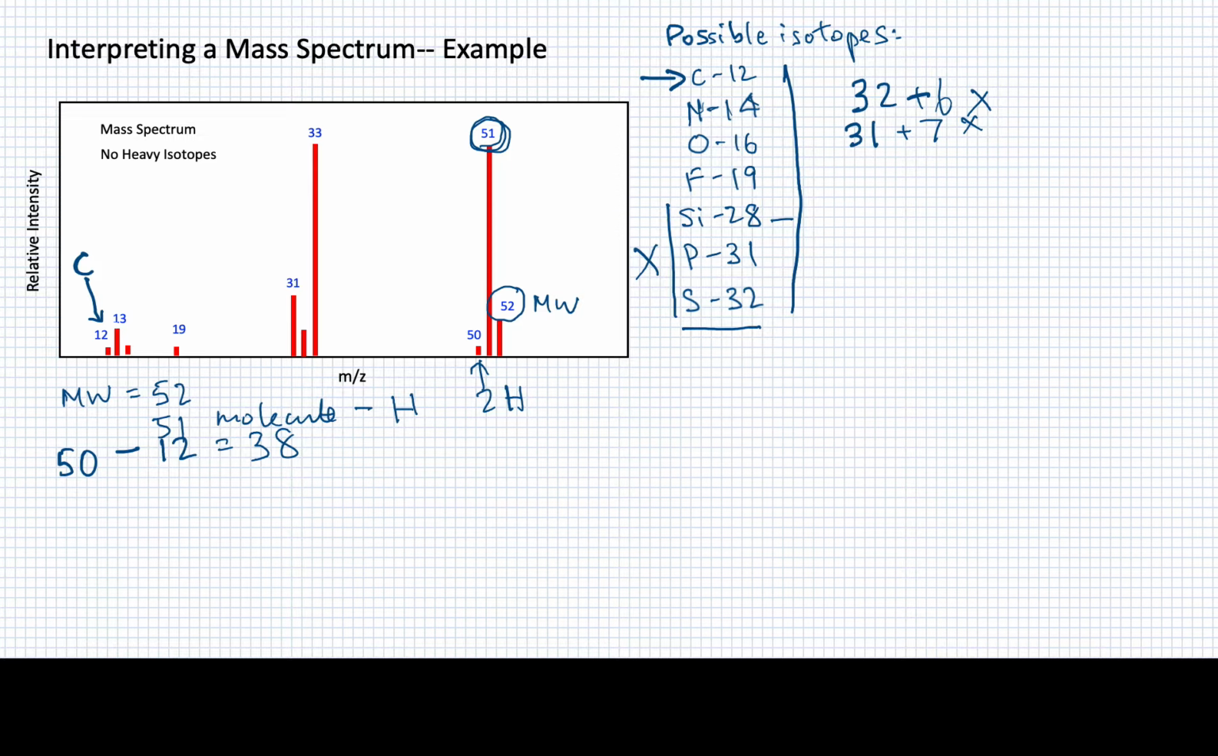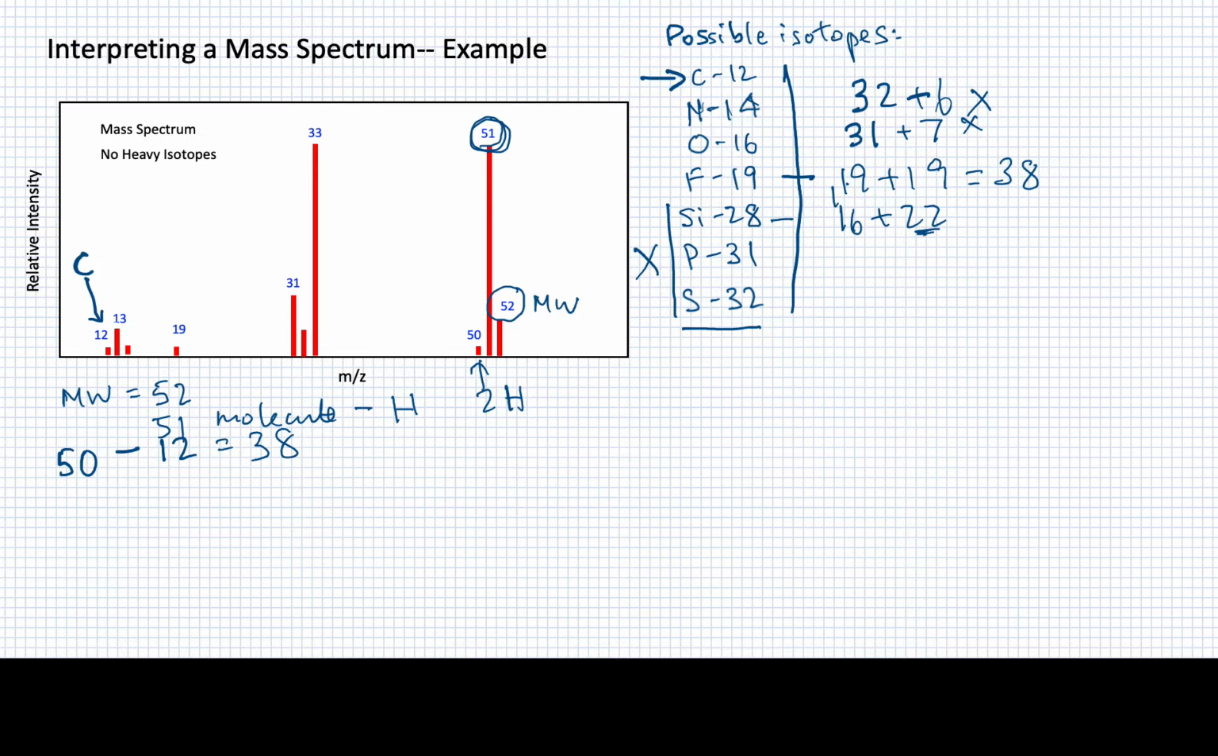But I get down to fluorine. Now fluorine, I could have 19 plus 19. I could have 2 fluorines in here, and that would equal 38. Okay, what about oxygen? If I have oxygen, then I have a leftover mass of 22, so I'd have 16 plus 22, but there's no way I can really get a mass of 22.